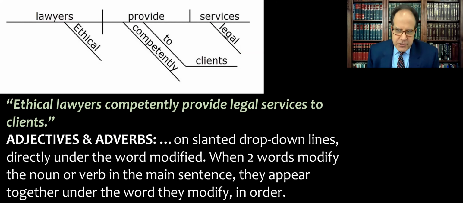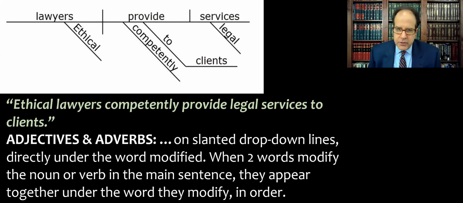Okay, what about adjectives and adverbs? These words that we put in our sentences to modify and be more specific and so forth. So here's a sample sentence from Professor Frost. Ethical lawyers competently provide legal services to clients. Well, what's the subject of the sentence? The plural noun lawyers. What kind of lawyers? Ethical. So ethical is an adjective, and we put adjectives on diagonal lines underneath the noun they modify.